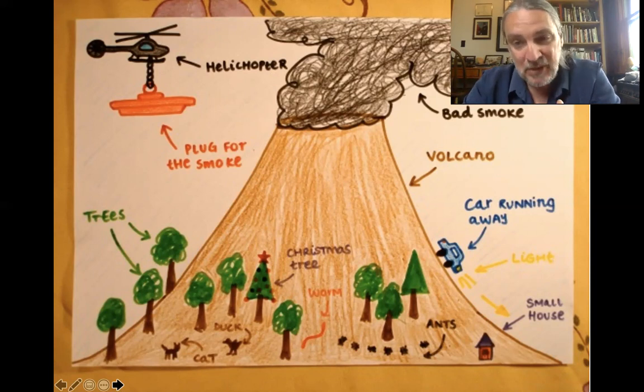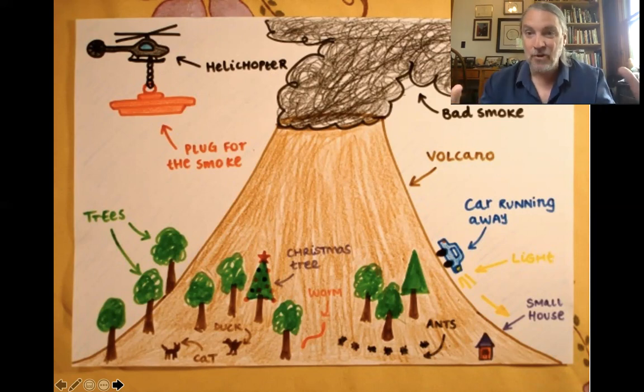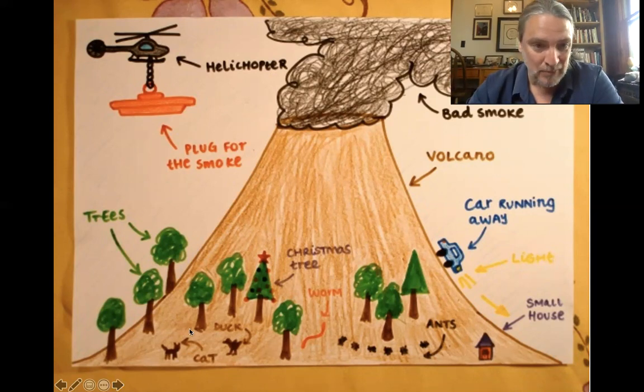Unfortunately, what would happen if you put a big cap on top of a volcano? Well, this has happened before. And what happens is the sides of the volcano blow out. It becomes a much more dangerous explosion. Instead of going straight up in the air, it goes out in all directions. And we've got a cat down here and a duck down here and a car running away and a small house and ants and worms. And they're going to have a really bad go of it.